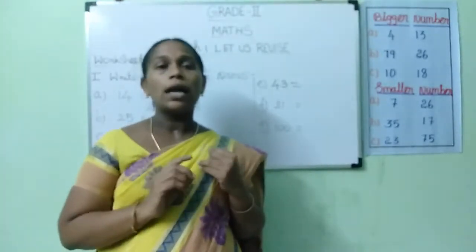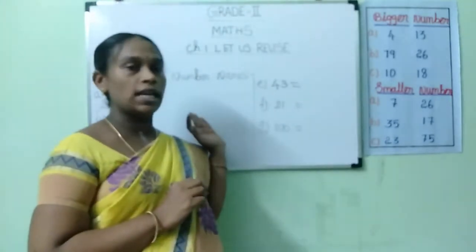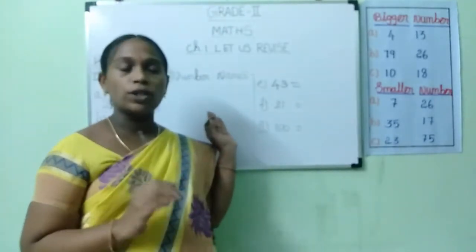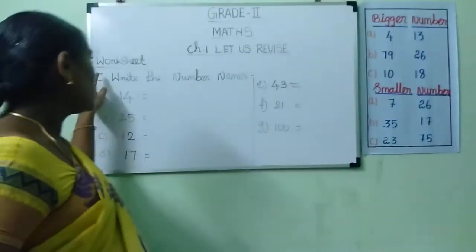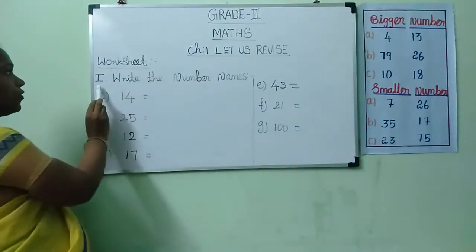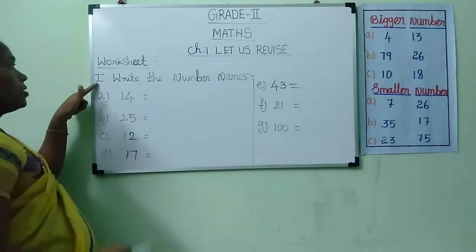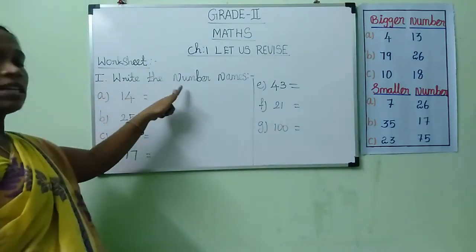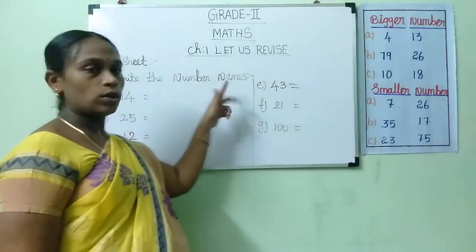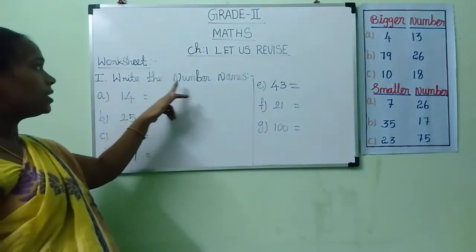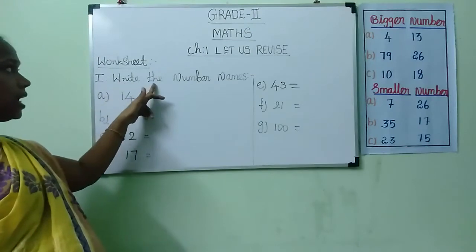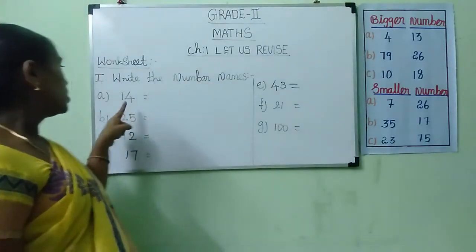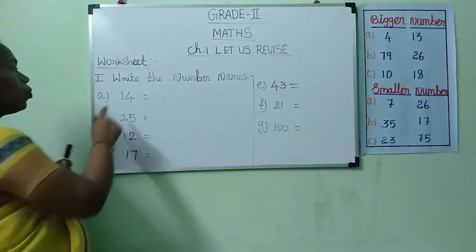Okay. Now I will give answers for the previous class worksheet. Take your worksheet and check answers. Okay children, see the first Roman of the worksheet. Write the number names. The first one, 1 4.